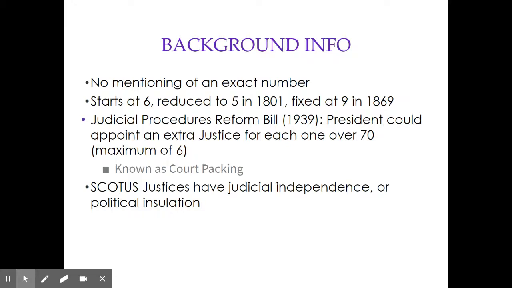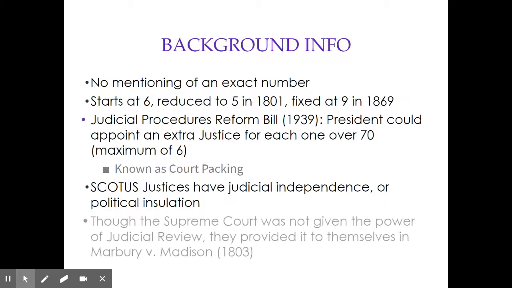You want the Supreme Court justices doing what is right and what is legally right and what is constitutional and not what is popular. And that's what they have, is judicial independence, right? They don't have to worry about running for re-election, and they have life terms, and they're appointed. So again, they're not necessarily going to be influenced by outside forces.